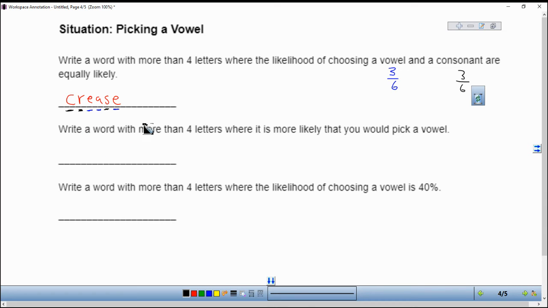It says write a word with more than 4 letters where it is more likely that you'd pick a vowel. Well, this is a little tougher one. So I'm going to pick a word that's 5 letters long. I'll do that one. The word is levy.